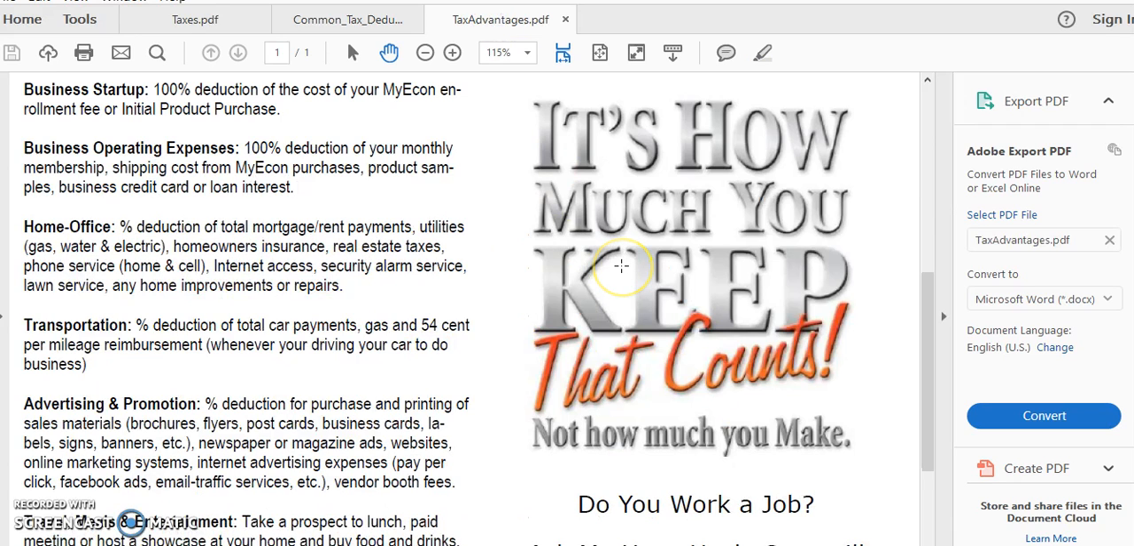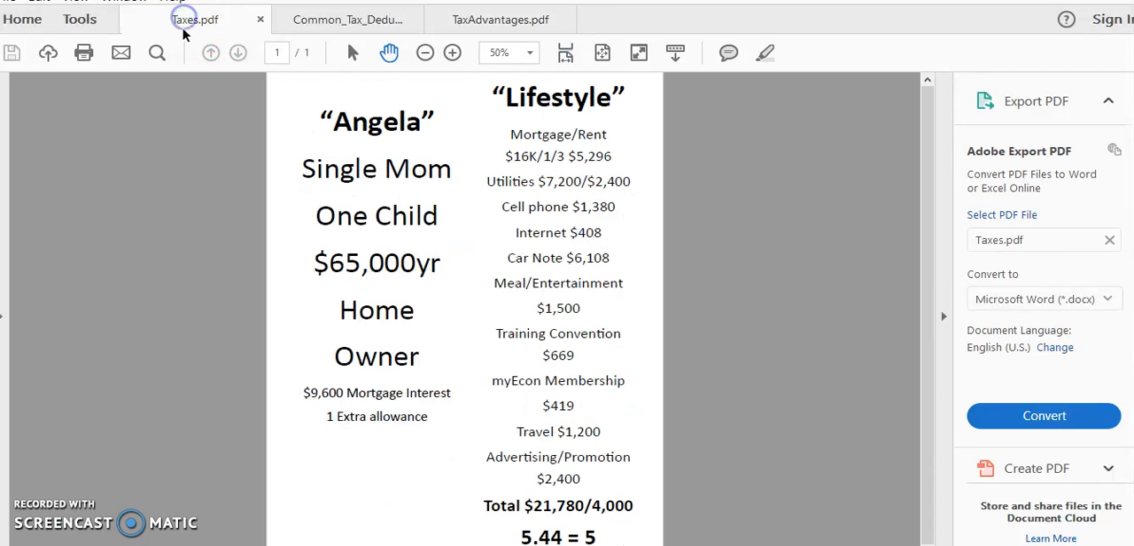That's where this comes into play, where I talk about many of the deductions that you can have as a home-based business owner: your business startup costs, being able to write off a percentage of your home mortgage, your utilities, your cell phone bills, car notes and transportation, advertising, and any travel that you're going to do. So I'm going to go back to my example where I was using myself. Here's an example of what I consider my lifestyle. You want to get a piece of paper out and write out what you estimate. This is not exact. This is what you estimate you are going to spend for 2017 for this example.